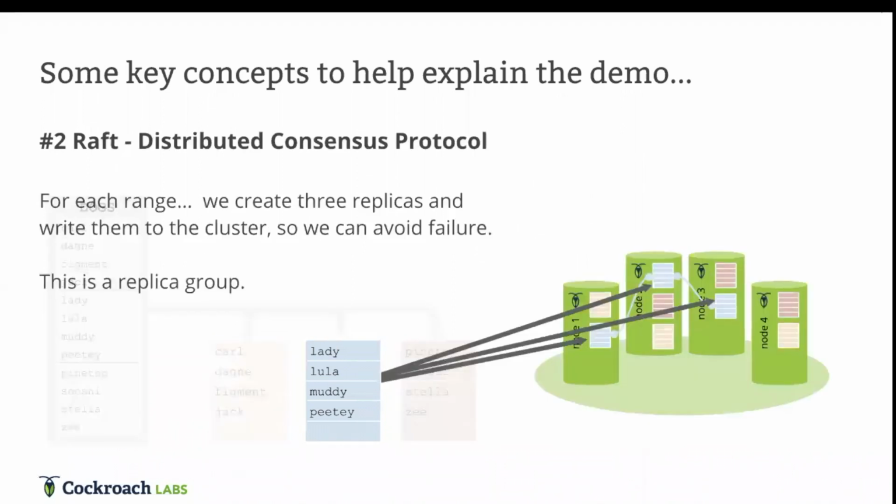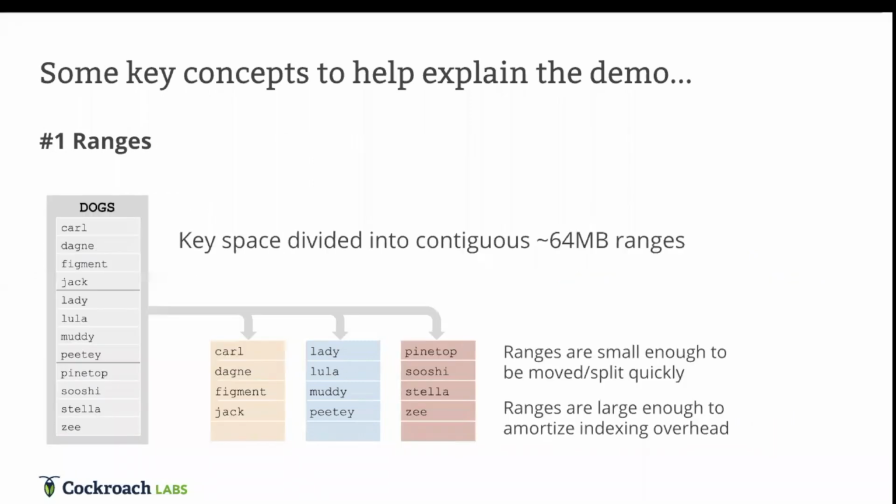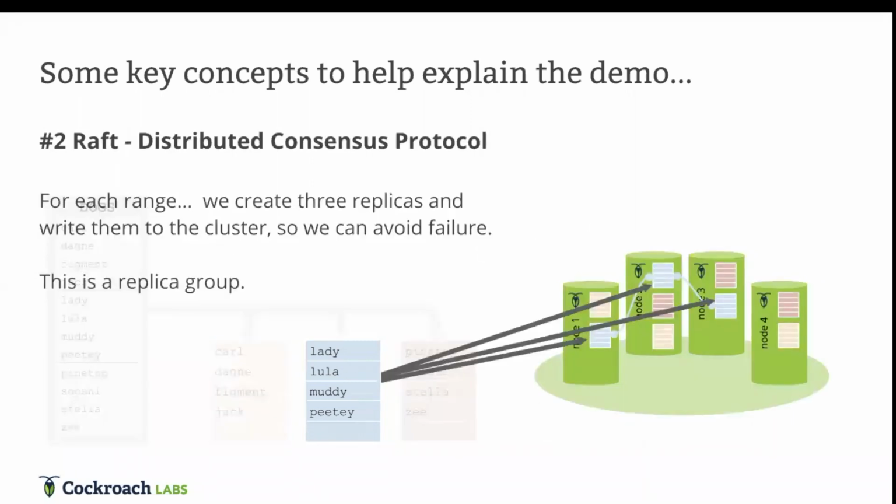Now, when we distribute, we use this thing called Raft, which is a distributed consensus protocol. So for each range, let's say the Lula, Muddy, Petey range there, that segment of that table, we're actually going to write that in triplicate into the physical nodes of the cluster. And we're doing that so we can survive a failure. So if one of these nodes went down, we still have 2 copies of that data. That's one of the ways in which we distribute data.